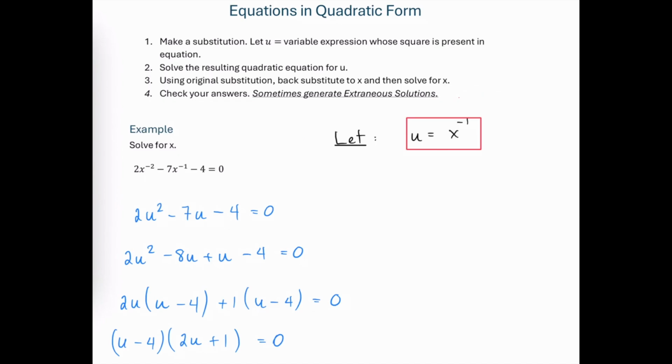Now it's time to do what we call back substituting to x. Remember, the original direction said to solve for x, and what we've currently done is solve for u. So now we need to back substitute to get back to the original variable and then solve for x. And the way that we do that is that we're going to use the same substitution that we used to get from x to u.